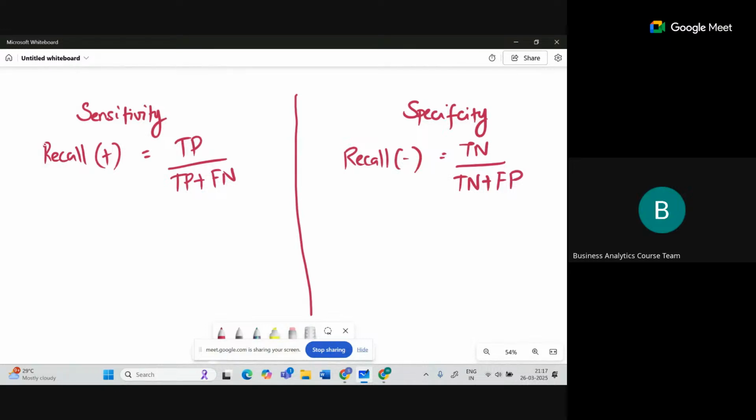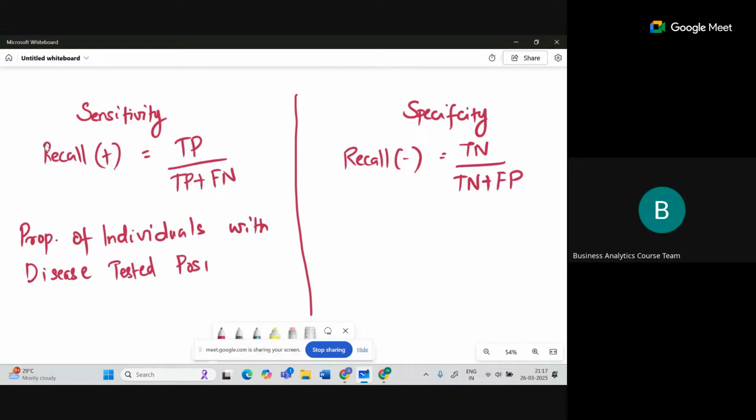So this is the formula. I mean, this is just the mathematical formula. But how do you make sense out of this formula? It is something like the proportion of individuals with disease tested positive, right? So people who actually had the disease, how many were tested positive?